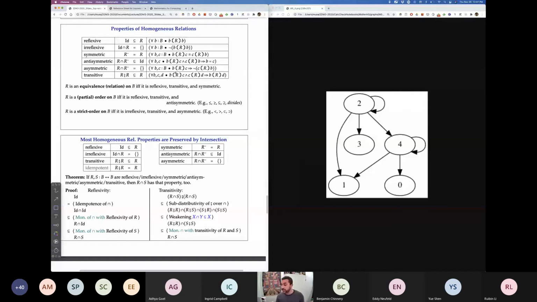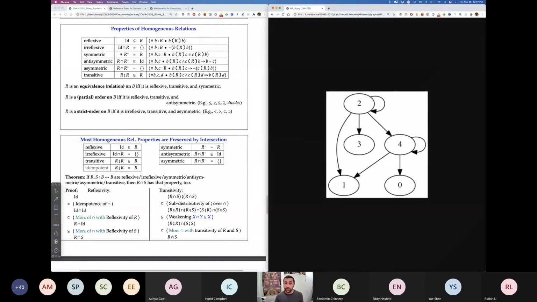So is this an irreflexive graph? 5, 4, 3, 2, 1. It is not an irreflexive graph. Irreflexive says for every b, it's not the case that b is related to b. But wait, 2 is related to itself. So this is not irreflexive. Irreflexive means no self loops.